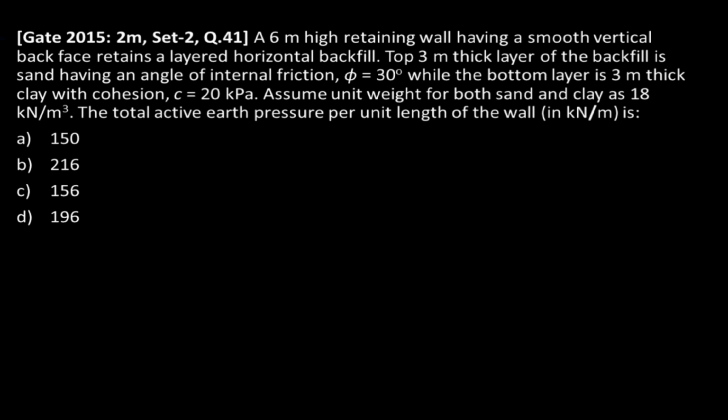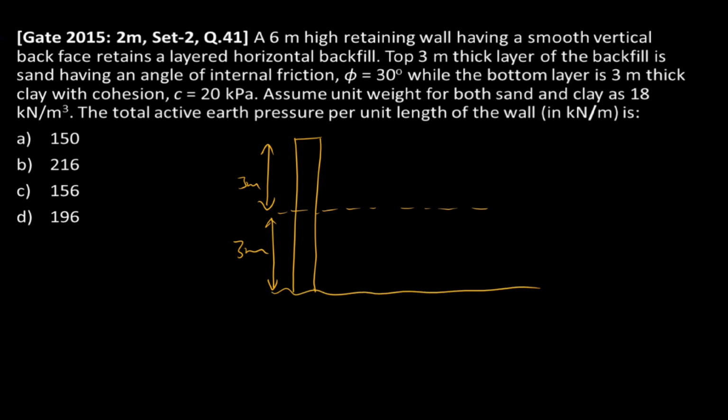So we'll draw the wall first. This is the retaining wall, where this one is 3 meter and the remaining 3 meter. This will be the backfill, and this one is the sand layer. This will be the clay layer. This will be the ground level.